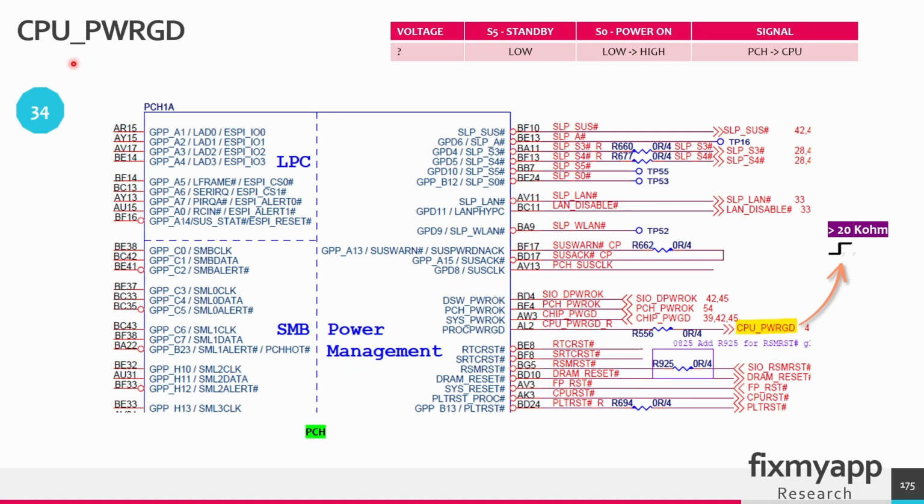The CPU power good signal is a signal that is used to indicate that the CPU power supply is stable and within the correct voltage ranges. Only when the CPU power good signal is high does the CPU start executing instructions. Until this signal is received, the CPU remains in a reset or halted state to prevent damage due to the unstable power.